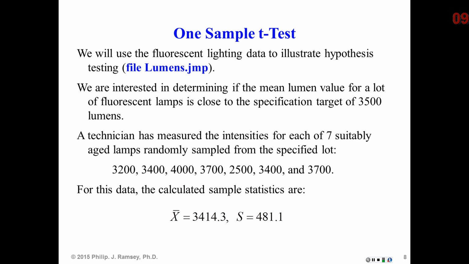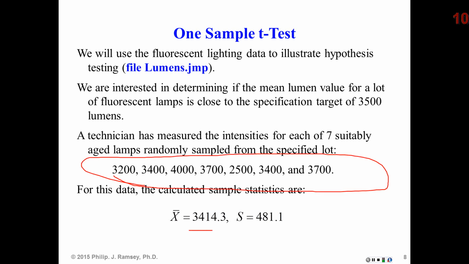This is a data set which contains the measure of output in lumens of 7 fluorescent lamps. Okay, so I have 7 lamps. We measure their outputs in lumens, and the target for these lamps is 3,500 lumens. So they've been engineered to, on average, produce 3,500 lumens. So we pick a random sample of 7 lamps, and then a technician measures the intensities, and you can see on slide 8 there are 7 measurements.